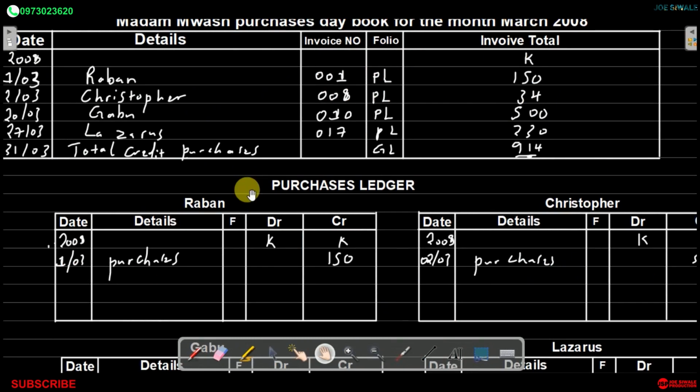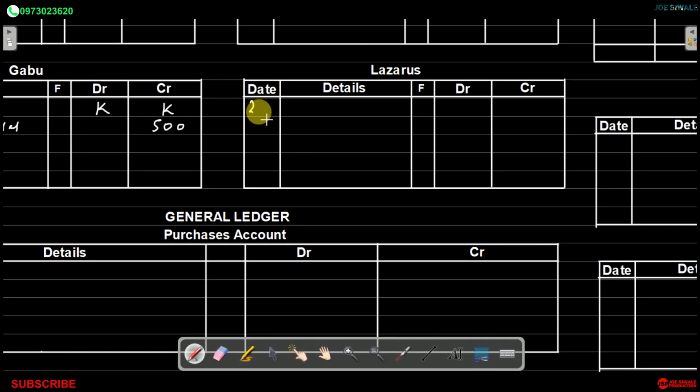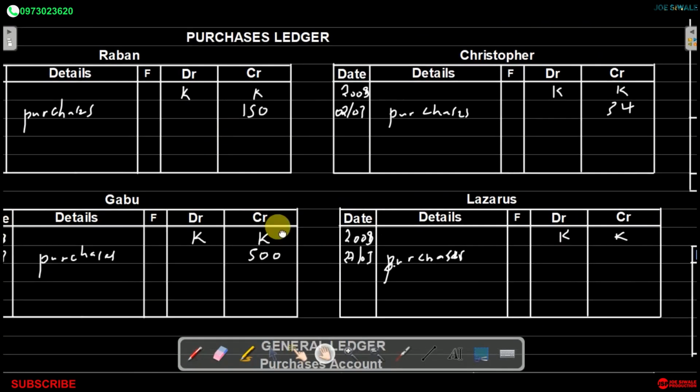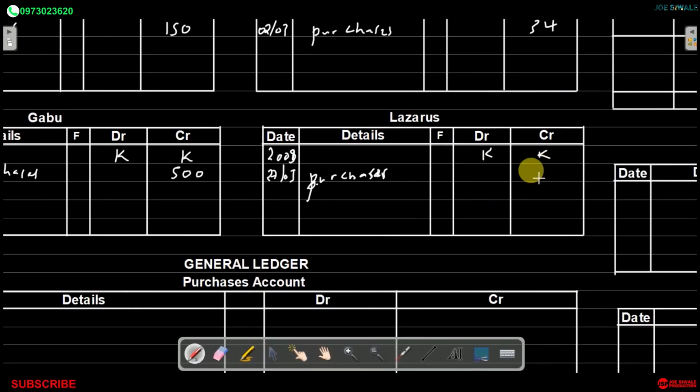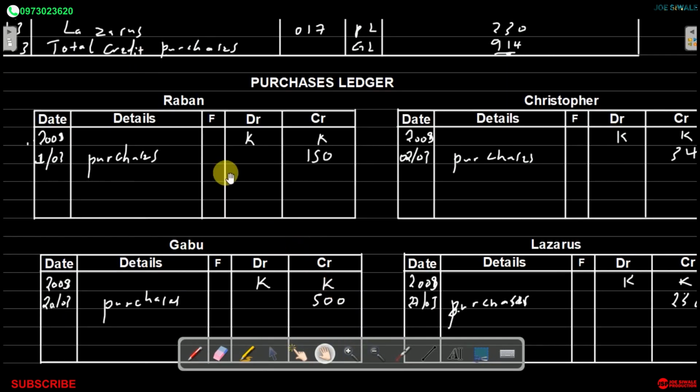Let us look at the next transaction. The next transaction occurred on the 27th of March, and the supplier was Lazarus, and the amount that was involved was 230. So let us record that. We say 27th of March, 2008, and the amount that we are having is 230.